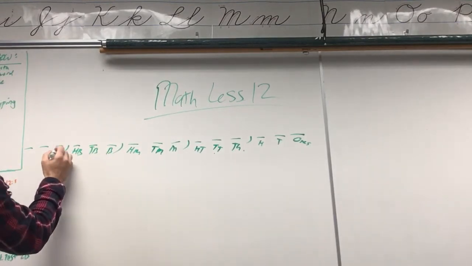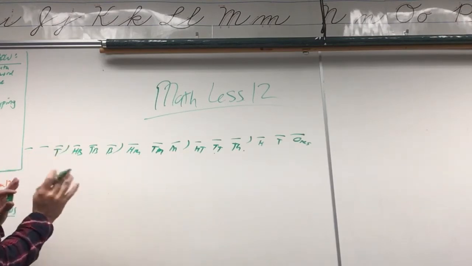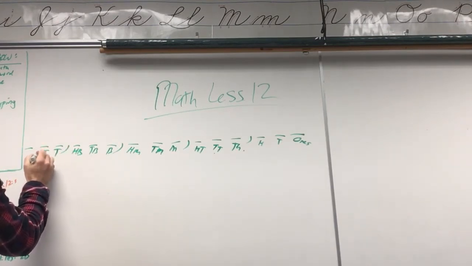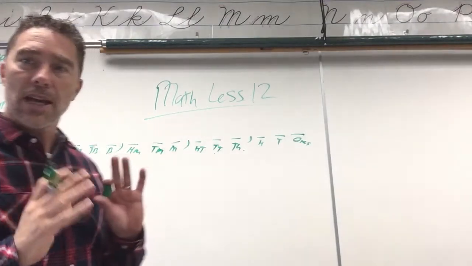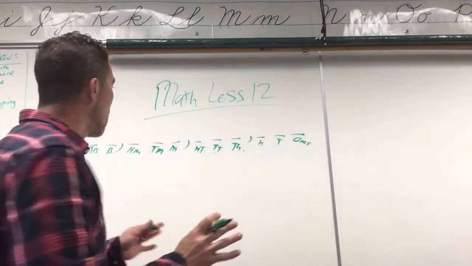Am I going off the screen? Just straight trillions, 10 trillions, 100 trillions. Okay? So that's how we say it correctly.